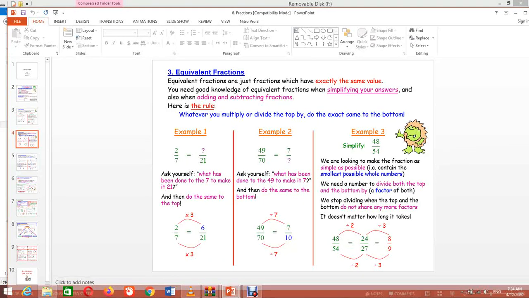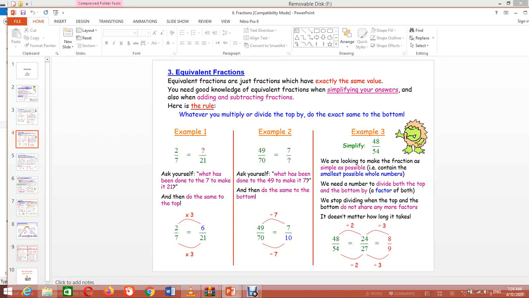Example 1. 2 over 7 is equal to dash over 21. So there is a question mark, and beneath the question mark we have 21. So we need to find that missing answer over there.